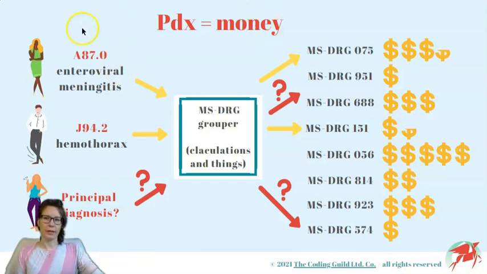Whatever the principal diagnosis is, will get plugged into the MSDRG grouper, the software Medicare uses to help calculate payment for acute episodes of care. It then performs all kinds of calculations and logical steps and assigns the patient to one of the MSDRGs, the diagnosis-related groups. This will determine how much the facility gets paid for this given patient.